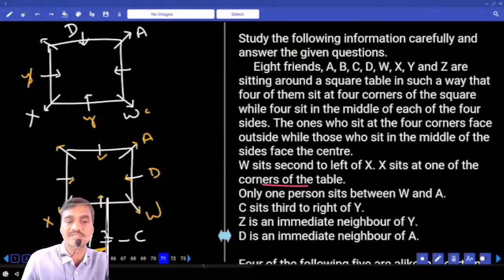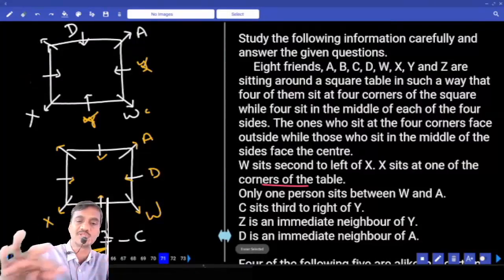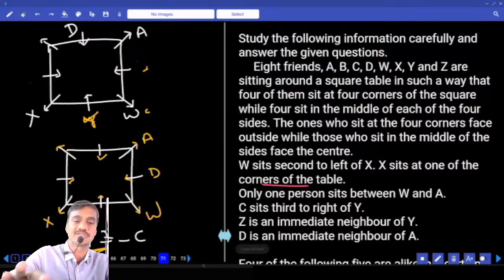Y is here, and Y and Z must be adjacent to each other. At the same time, C is to the right of Y, that is also not possible, so Y cannot be here. Then can you take Y at this place? If Y is here, Y and Z adjacent to each other is not possible. Hence Y cannot be at any one of these places. Then what is the only place left? Immediate right hand side of this D.